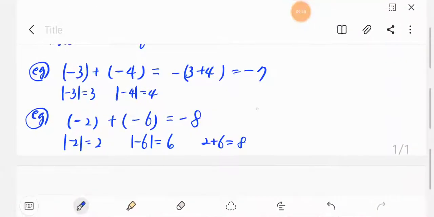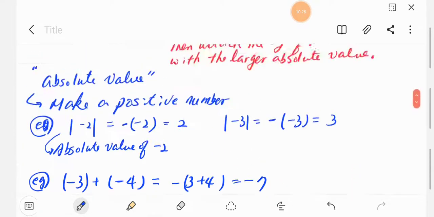Another example. How about 4 plus 5? This is definitely 9, right? Because 4 plus 5 is 9, and 4 and 5 have the same sign, which is positive. So the answer will be positive 9. In that case, we don't have to put a plus sign, right? You make it a negative sign if both numbers are negative. So when you are adding two numbers with the same sign, the result will have the same sign.